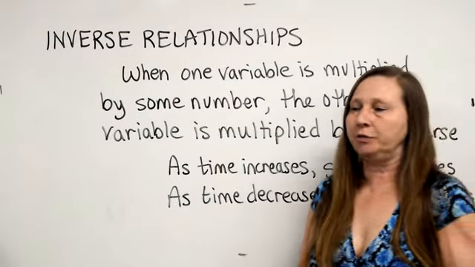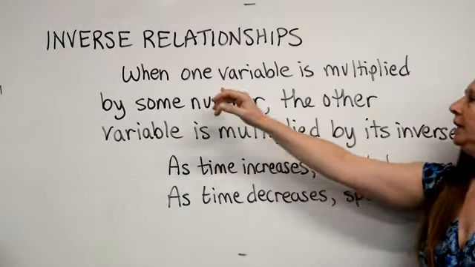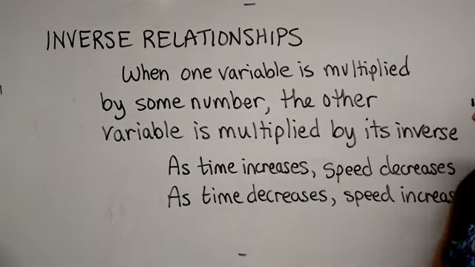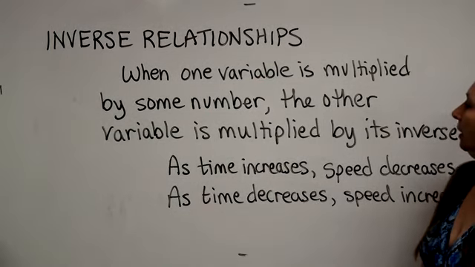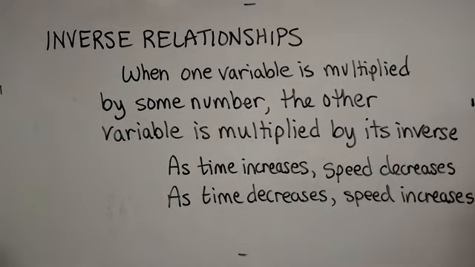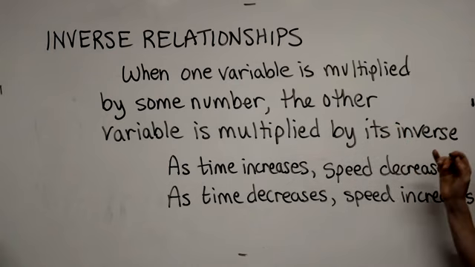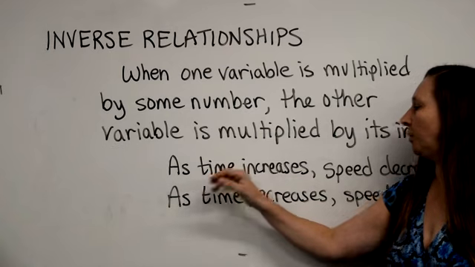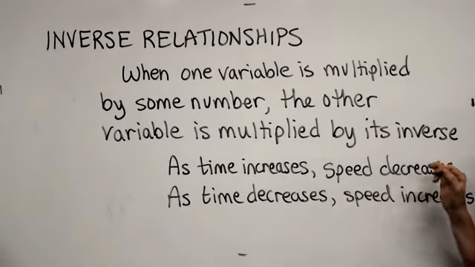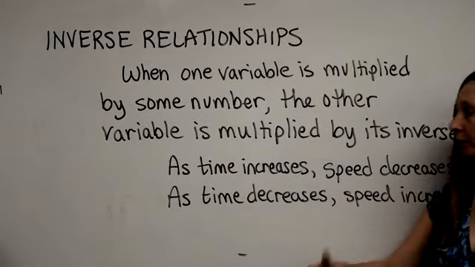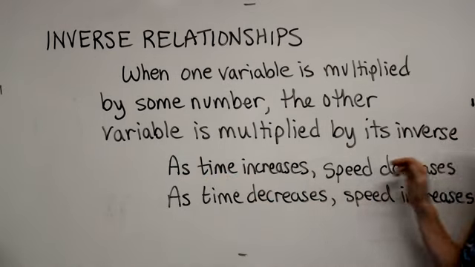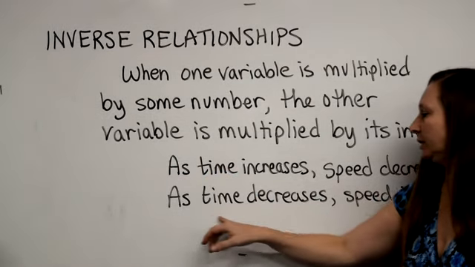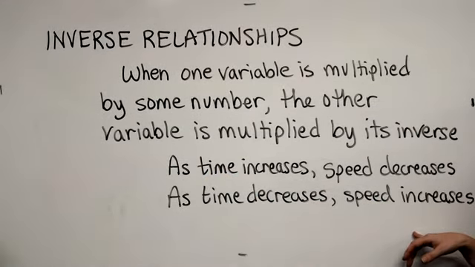So in an inverse relationship, what happens is that when one variable is multiplied by some number, the other variable is multiplied by the inverse of that number. Right? So what ends up happening is as one variable increases, the other variable decreases, and vice versa. As time increases, speed decreases, or you could say as time decreases, speed increases.